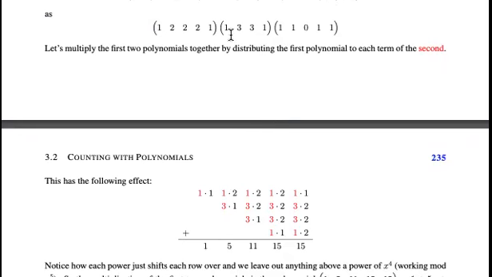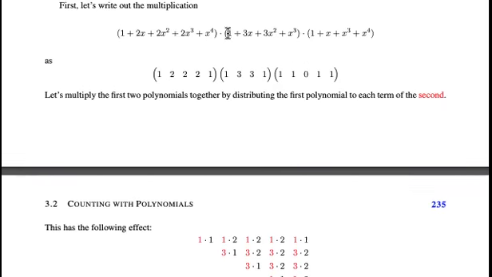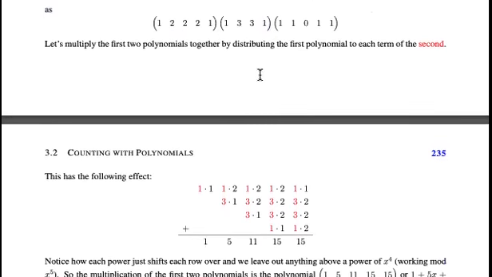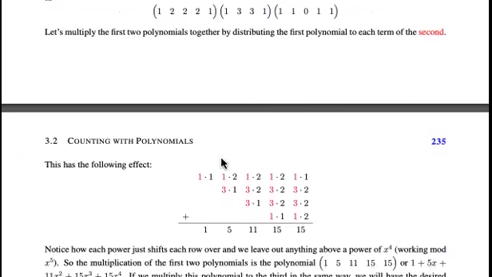So this is like 1 plus 3x, so you can even look at 1 plus 3x. The powers of x actually increase going this way in the way I've written this out. So 1 plus 3x squared plus x cubed. Okay, so as we look at this 1, 2, 2, 2, 1, that's like this whole thing, and we're multiplying it by 1.